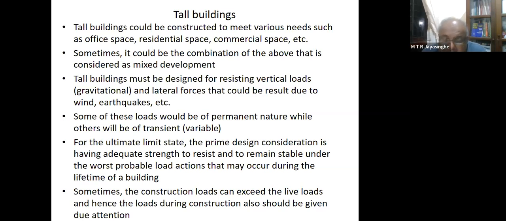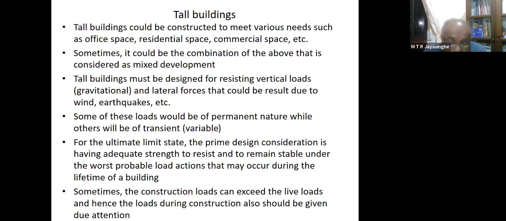So in a tall building, we have vertical loads and lateral loads. Lateral loads we have no control over, but vertical loads we can control. We must try our best to minimize the vertical load by using reasonably high strength material. If you can minimize the thickness of a slab by using 40 megapascal or 35 megapascal concrete rather than 25 or 30 megapascal concrete, you should always look for these options and use them.